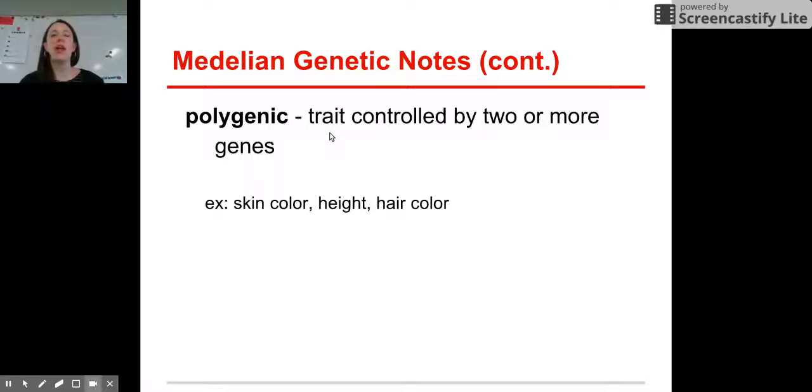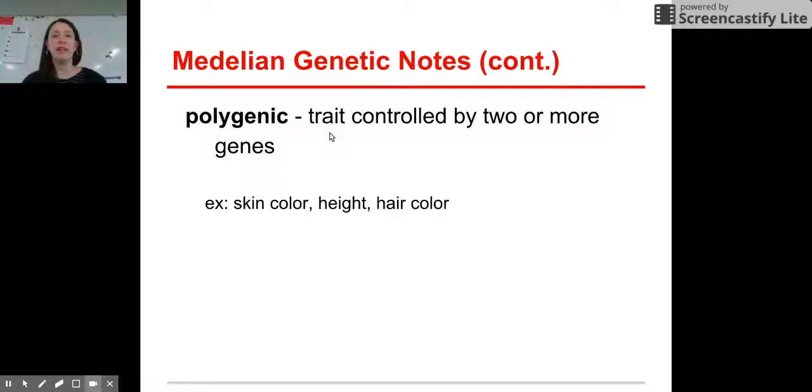With skin color, we have, think of it as a continuum. Think like a number line, okay? We've got the lightest of the light, the darkest of the dark, and there are hundreds of different types in between. And that is because your skin color is controlled by up to 10 different genes. That means for each of those genes, you have a copy from mom and a copy from dad. So that's anywhere up to sometimes 20 different alleles that can be affecting that.